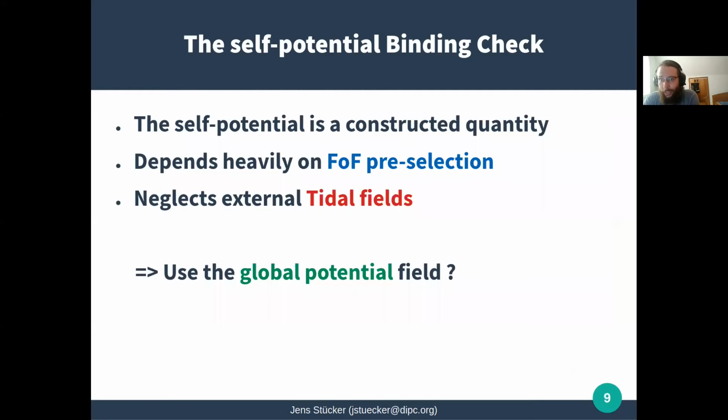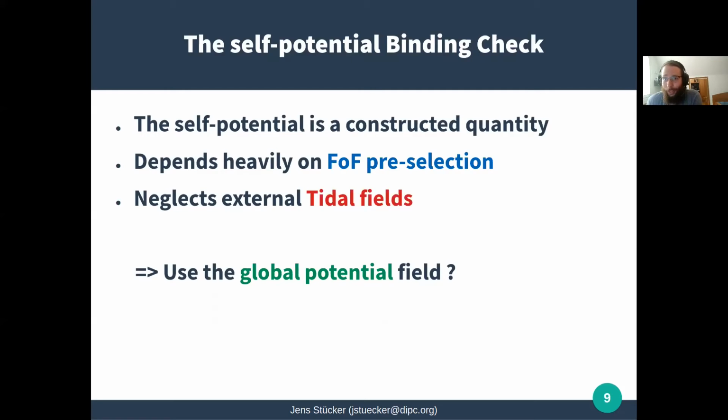So I criticize that this subfind, or this self-potential binding check, is using the self-potential, which is a very constructed quantity. It's not related to the equations of motion in the simulation. It depends heavily on the friends-of-friends preselection, and it physically neglects external tidal fields, which can be important, like in the situation I just showed you. So the thing I thought when I realized all this is, why don't we use the global potential to define a binding check in simulations?